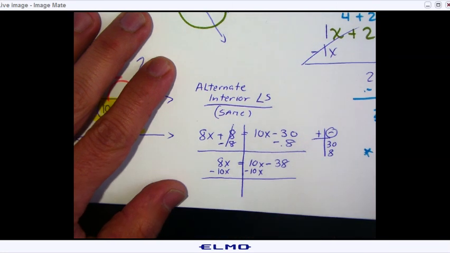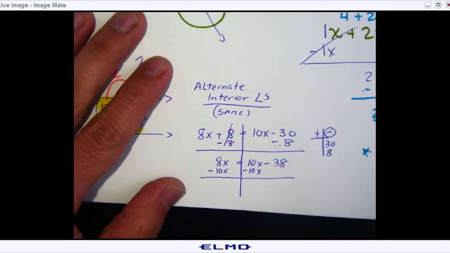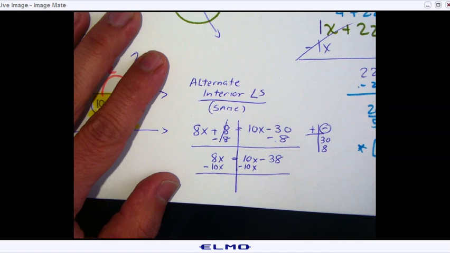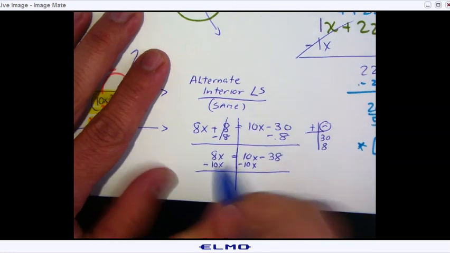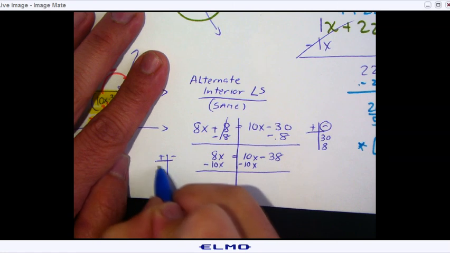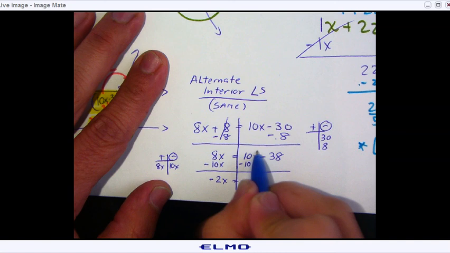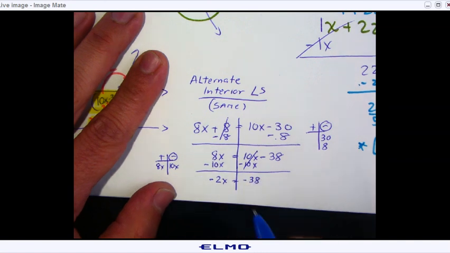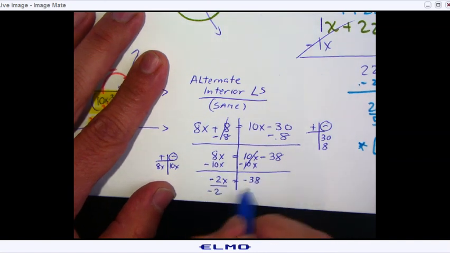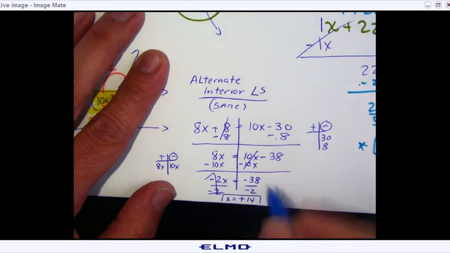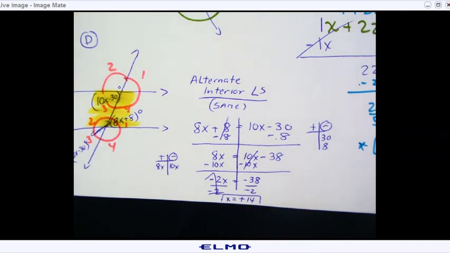Okay. See, by doing it this way, it kind of starts getting confusing, right? Well, I do this or that. So that's why I like doing the x's first. I want to put the x's on one side. All right. So this right here is negative 2x equals negative 38. Now I have to divide by negative 2. Negative divided by negative is positive 19. Positive 19. So your answer is 14.